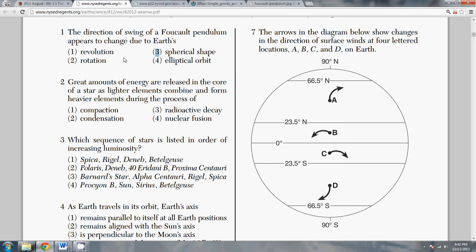What the Earth Science Board always likes to do, they like to put 2 answers that seem really close. Rotation and revolution. What you need to know is the Foucault pendulum happens on a daily basis, not a yearly basis. So you can cross out revolution, and the correct answer is going to be 2, rotation.